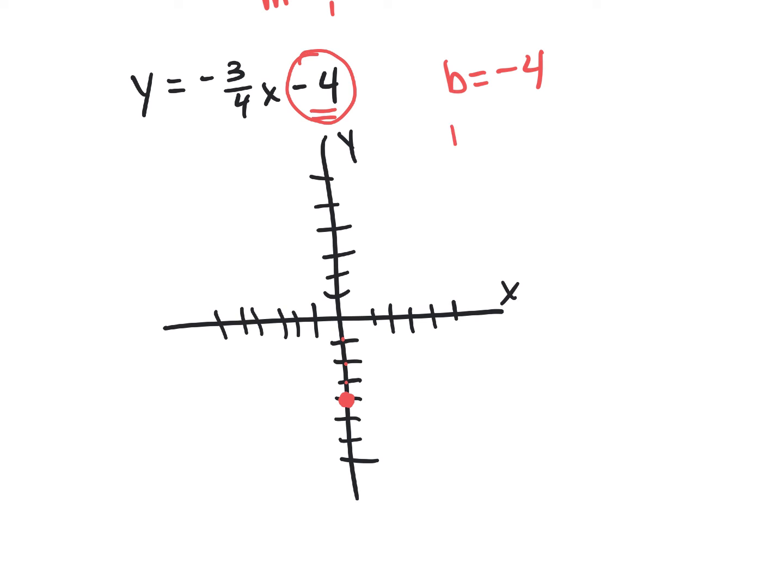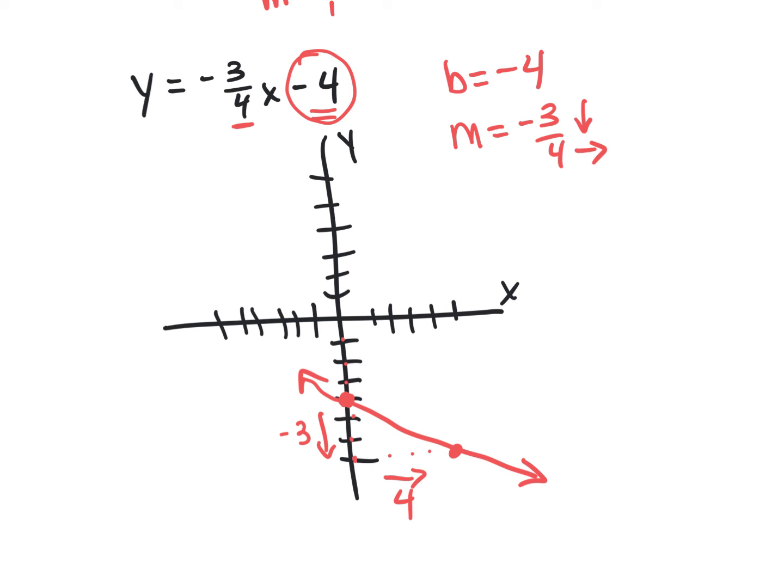Okay? Then we're going to do m. m is your number that is multiplied with your x, or the coefficient of x, which is negative 3/4. So that means I'm going to go down 3 and right 4. That's what that is, your rise over your run. So I'm going to go down 3, 1, 2, 3. That's my negative. And then I'm going to go right 4. 1, 2, 3, 4. And I'm going to draw my line.